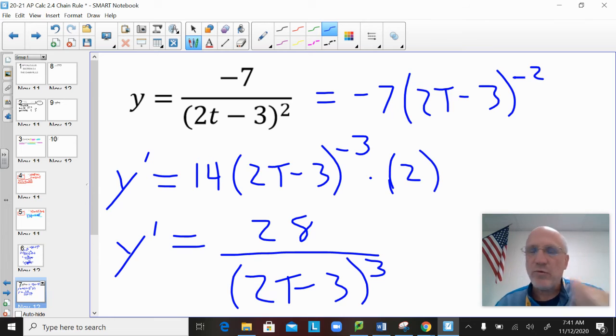So another fairly simple chain rule. We'll use the quotient rule in a moment here. But that one, if one of the parts of the fraction is just a number, it's easier to rewrite it and not have to use the quotient rule.